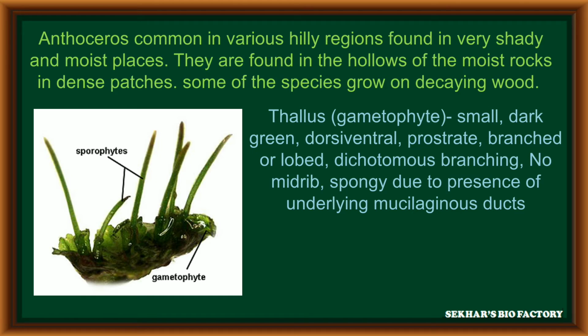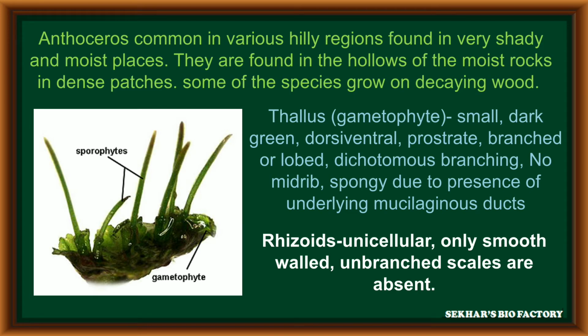The thallus, or gametophytic plant body, is small, dark green in color, dorsiventrally differentiated, prostrate, branched or lobed, having dichotomous branches. These are without a midrib and spongy due to the presence of underlying mucilaginous ducts. The rhizoids, which develop from the lower surface, are generally unicellular in nature, smooth-walled, and along with that, scales are completely absent in its plant body.